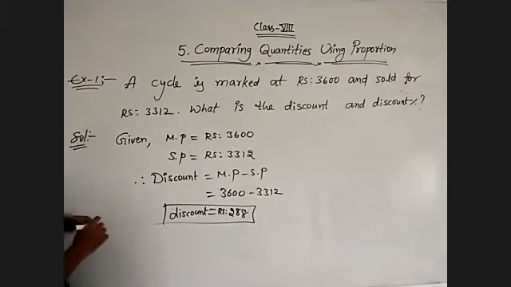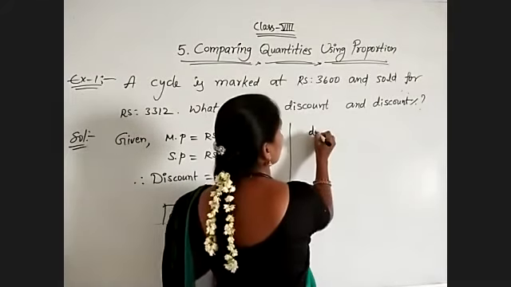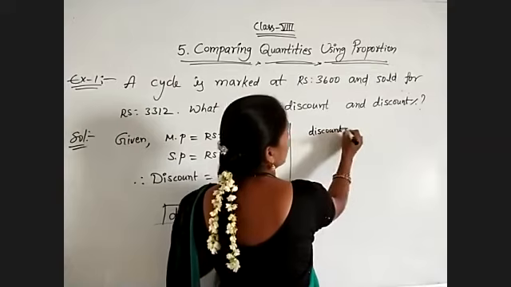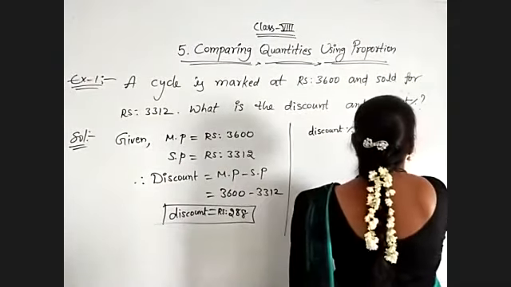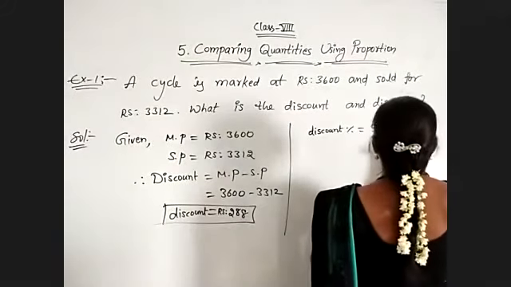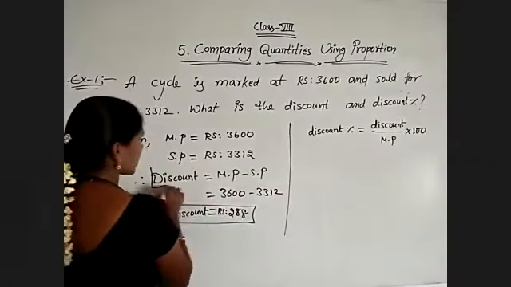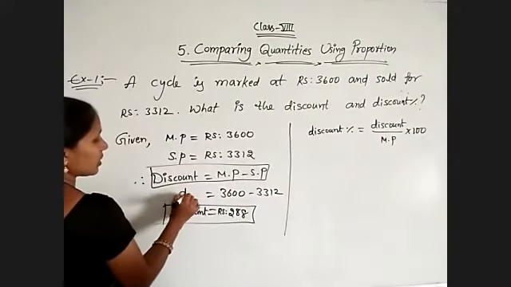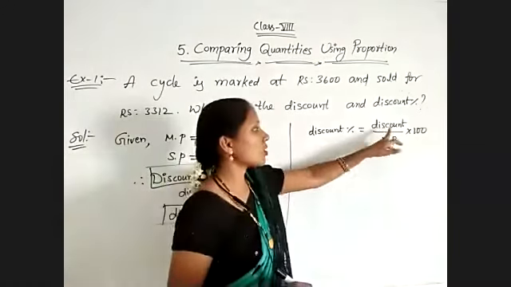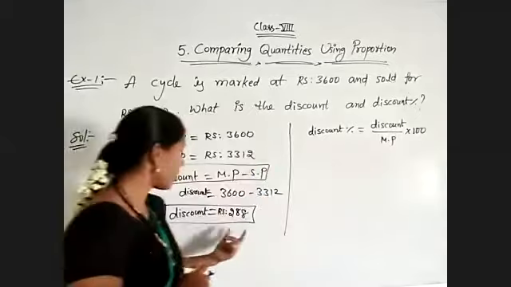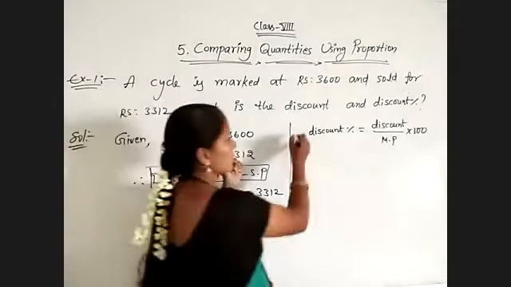And next they are asking to find out the discount percentage. So we have the discount percentage formula. Discount percentage is equal to discount by MP into 100. So here we have every value. Discount is equal to MP minus SP. Discount percentage is equal to discount by MP into 100. Discount, we just got 288 rupees, and the MP is 3,600 rupees. That's all. So this is the formula.